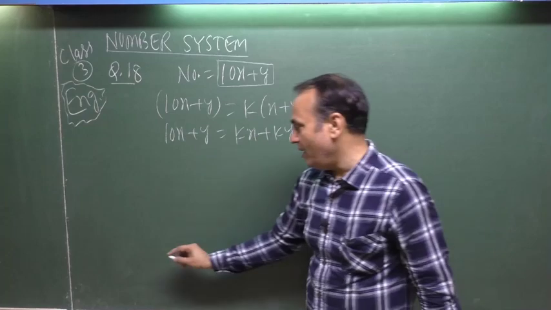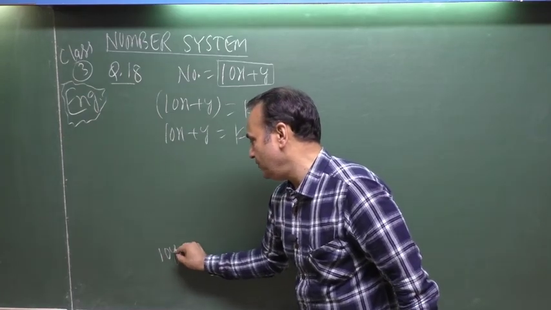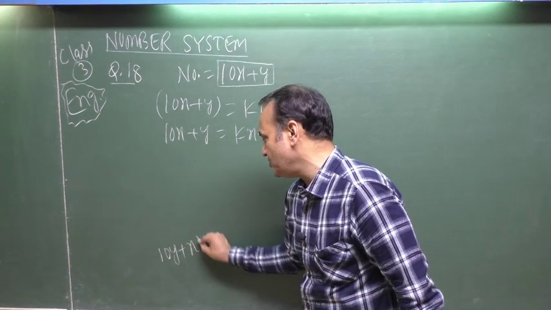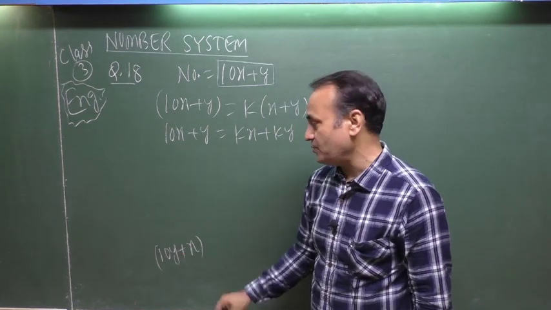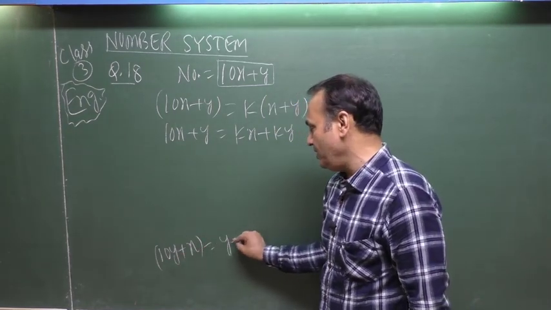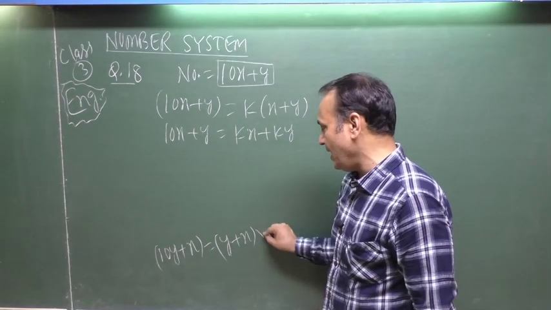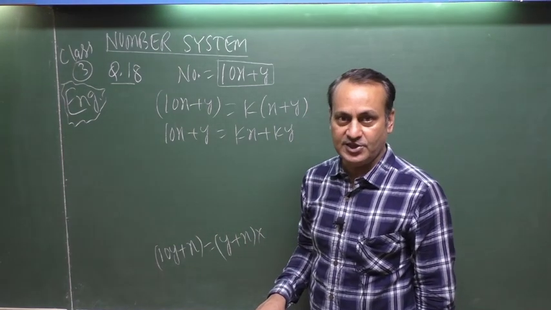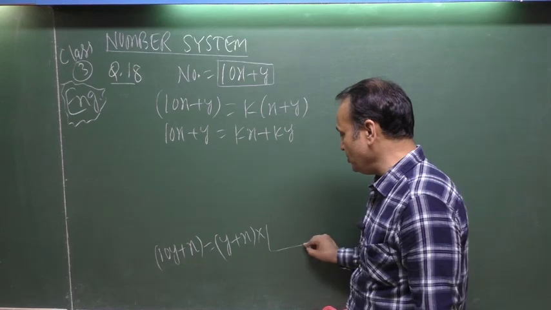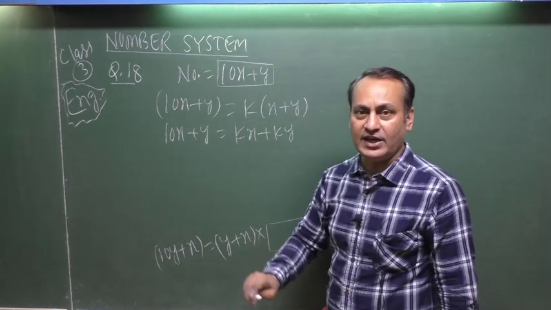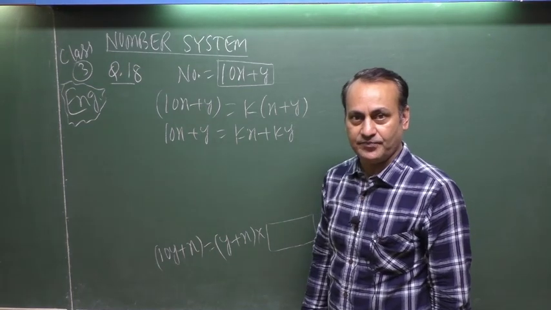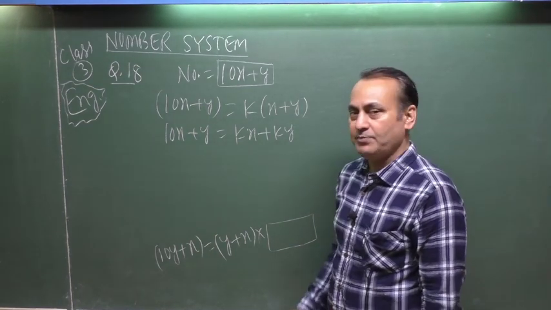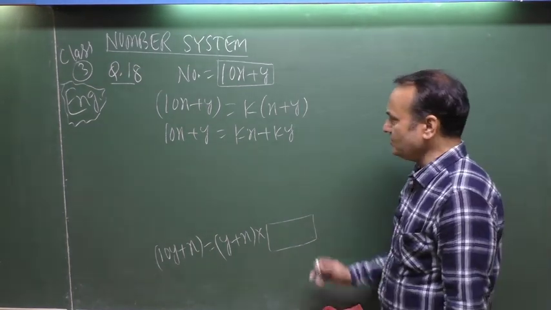Thereafter, the question demands, if the digits are interchanged, you get the number 10y plus x, and this number 10y plus x should be how many times the sum of its digits. That means this is your answer expected by the examiner. We have to fill up this space.